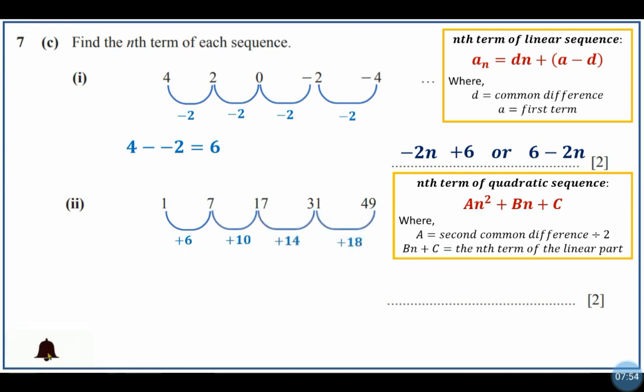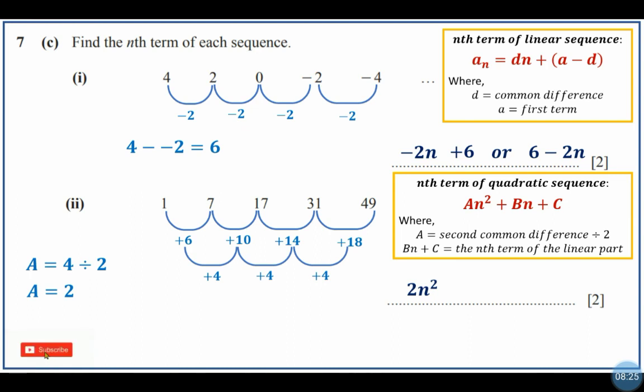If you notice, there is no common difference yet, because A means second common difference divided by 2. So take a look at the second common difference. So I have 4 as the second common difference. You just divide it by 2, you will get the value of the A. So A is equal to 4 divided by 2. So A is equal to 2. So it will now become 2n squared.